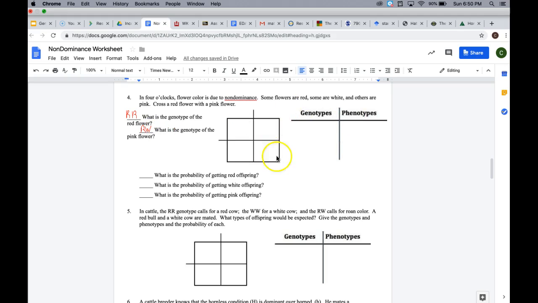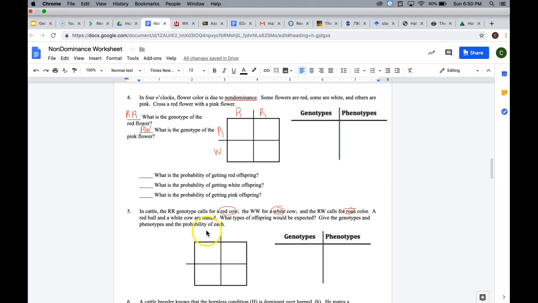All right, then you guys need to do the rest of this. So I gave you the genotypes. So you'll fill this out. Do the Punnett square, write the genotypes, phenotypes, and then do these probabilities, okay? It's actually pretty easy. All right, let's look here in cattle. RR genotype calls for a red cow. WW calls for a white cow. RW calls for a roan color.